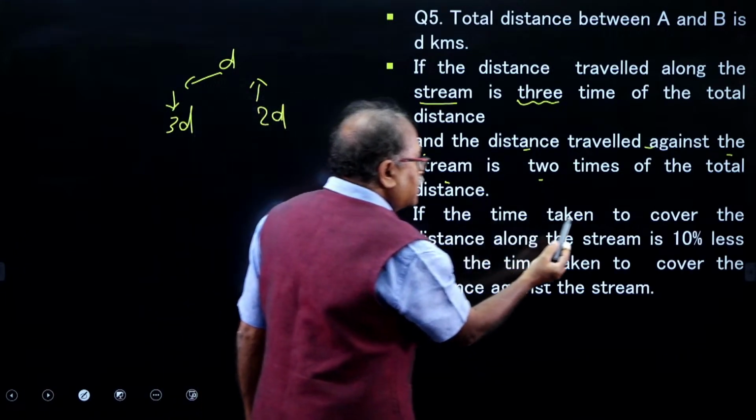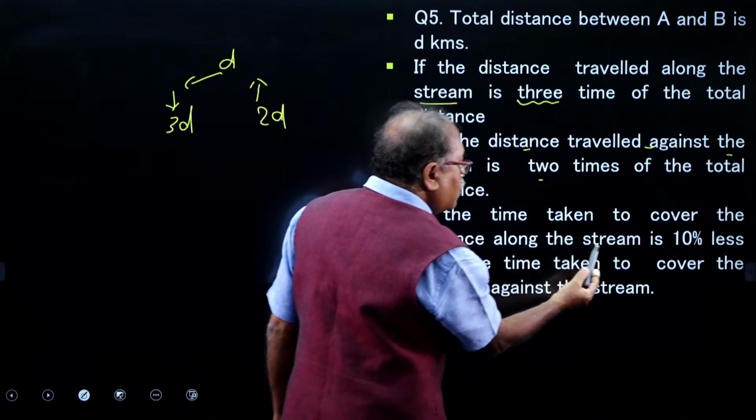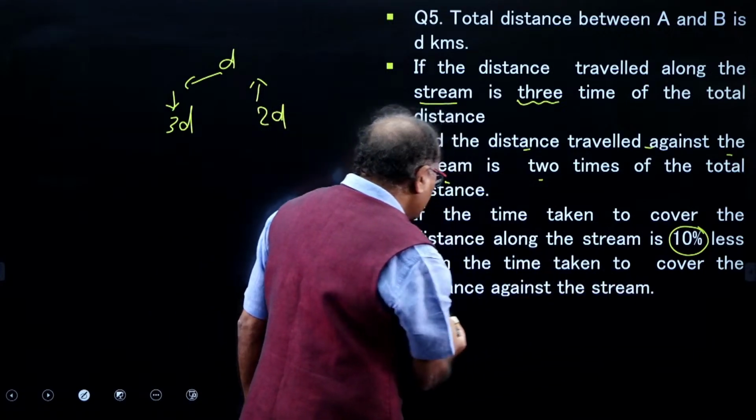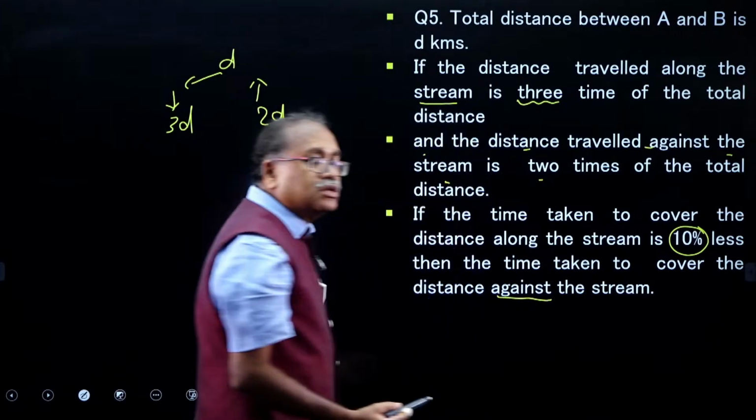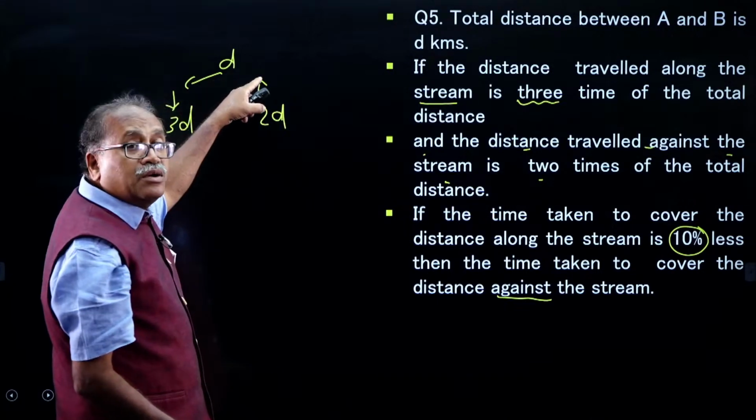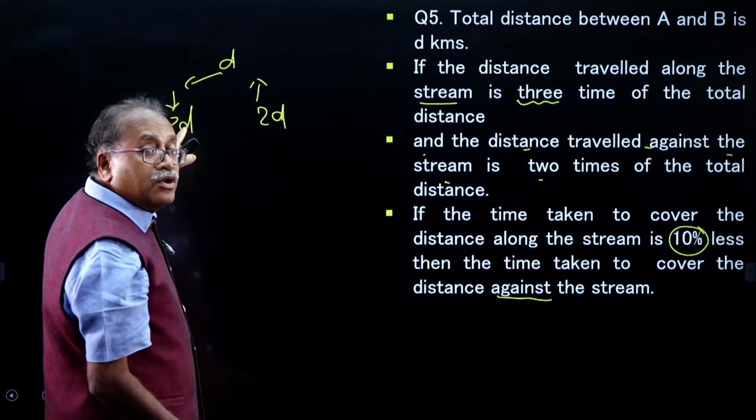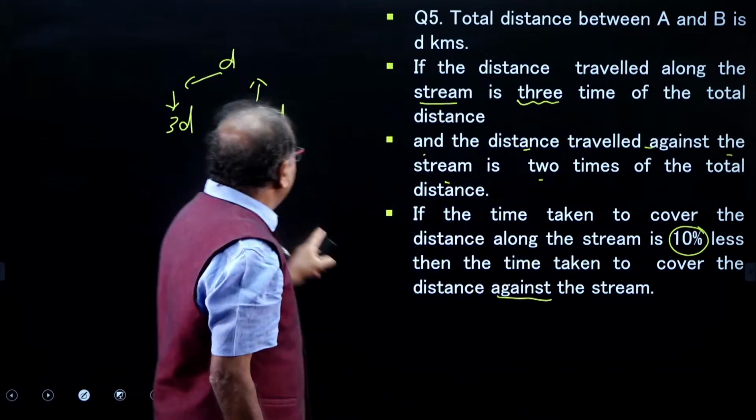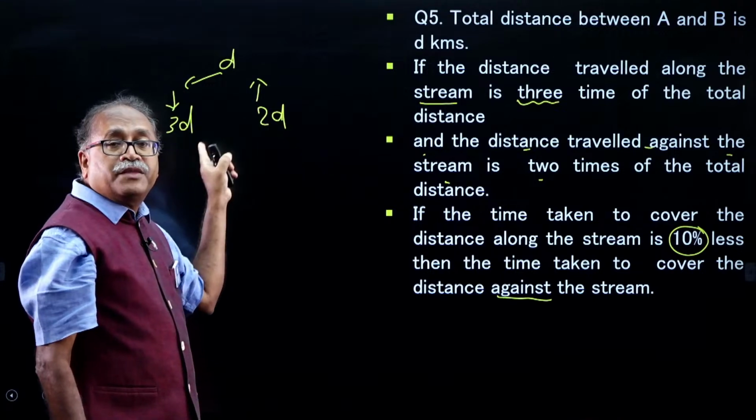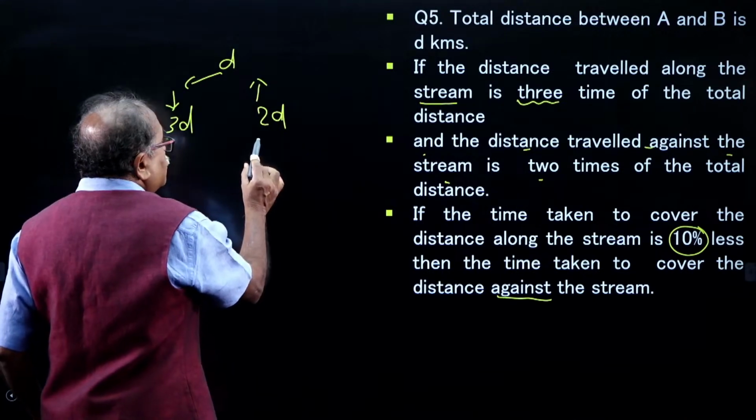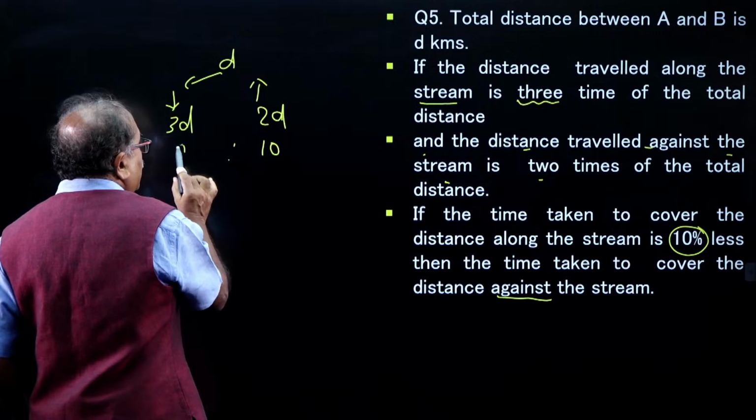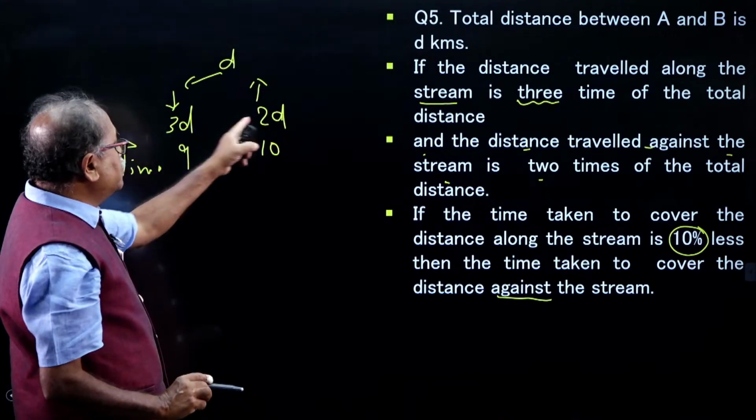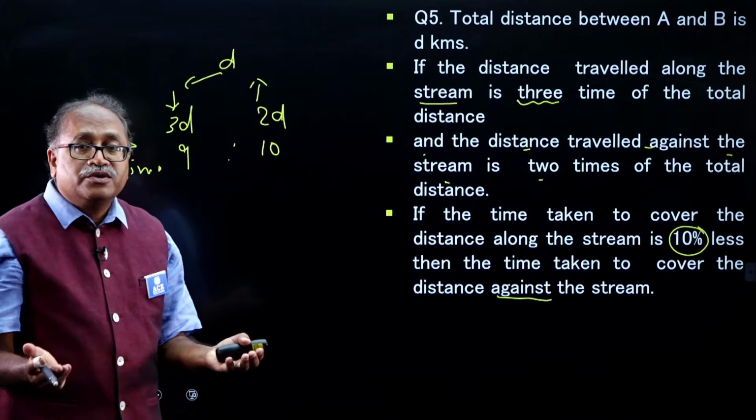Next, if the time taken to cover the distance along with the stream is 10% less than the time taken to cover the distance against the stream. When you say against the stream, that is upstream, and along with the stream is downstream. So, downstream time is 10% less than upstream. That means, if upstream is 100, this is 90. So, let us write down over here 10 and 9. So, this is the time ratio. The time ratio to cover this distance is 9:10.